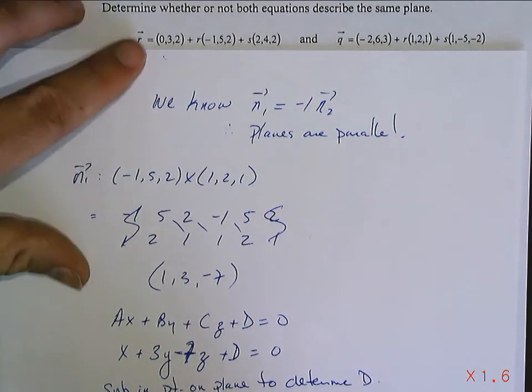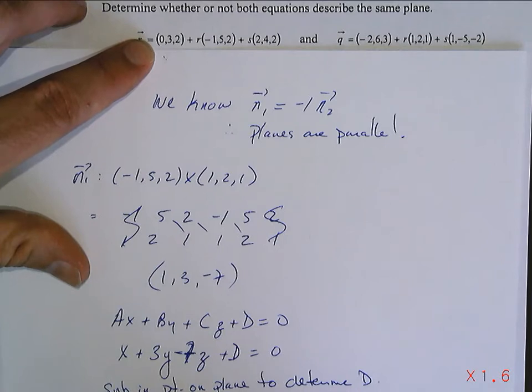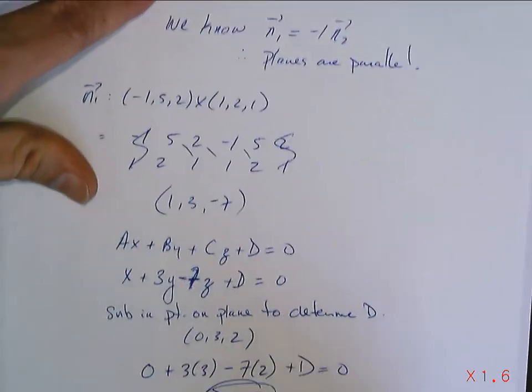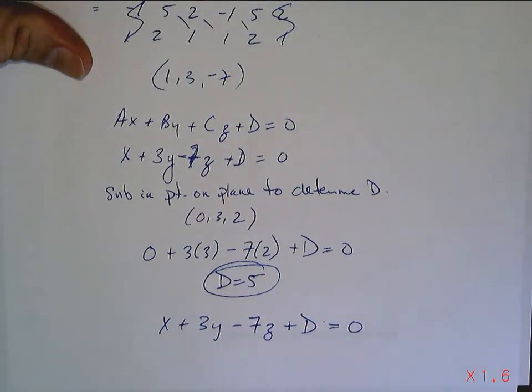The point that I'm plugging in is 0, 3, 2. So we put in 0 for x, 3 for y, and 2 for z, and that means that it's going to be 9 minus 14, which is negative 5, but it goes over to the other side, so it'll be positive 5. So the scalar equation of this plane is x plus 3y minus 7z plus 5 equals 0.